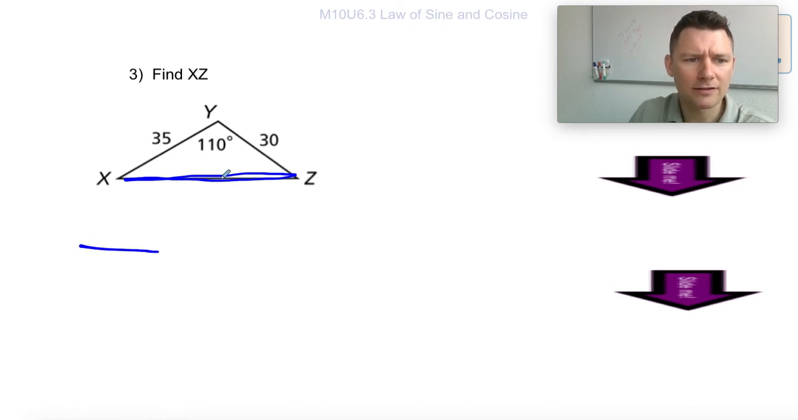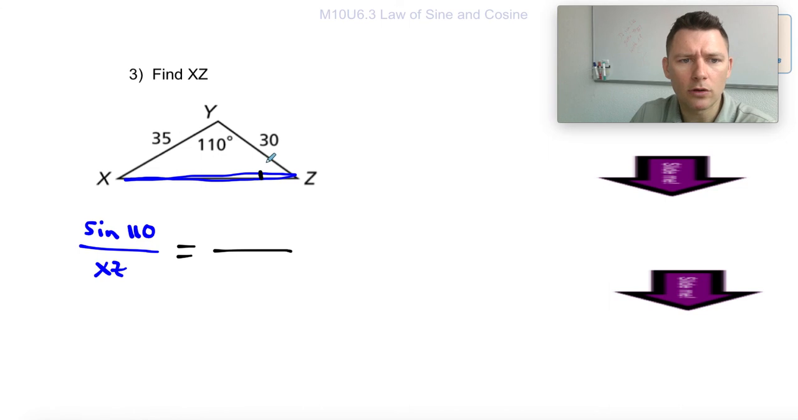So I know that I'm looking for XZ. And so I'm going to use the sine of the angle across from it. So I know that sine of 110 over XZ should be the same proportion as any other angle over the sine of the side across from it. Now, oh, wait a second. That's the problem, right? I don't know this angle. And I don't know this angle. There's a problem here because I don't know either of these.